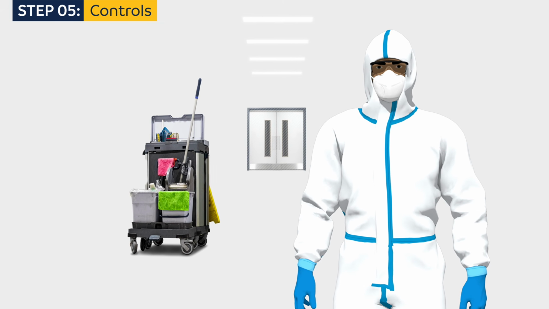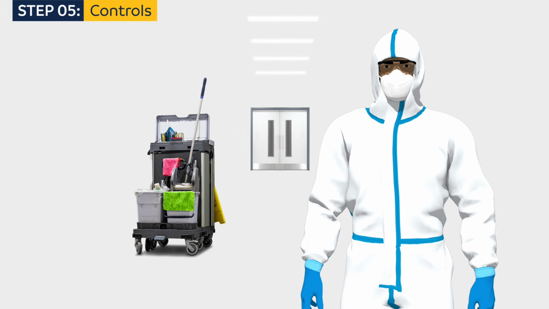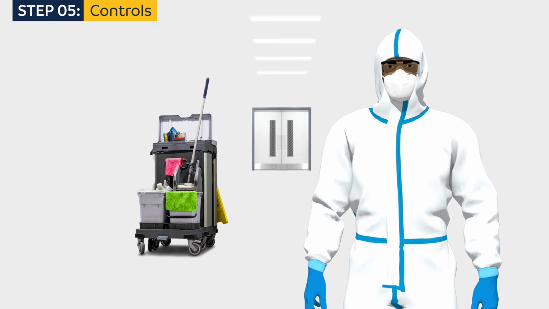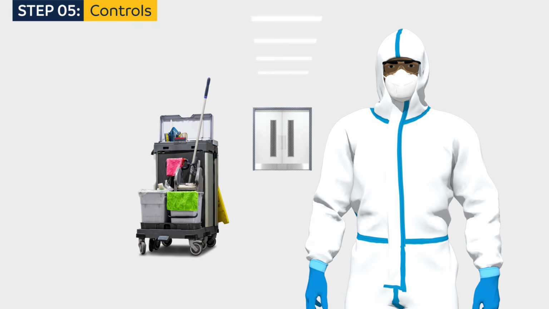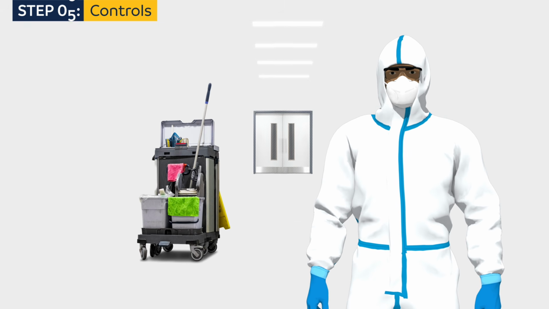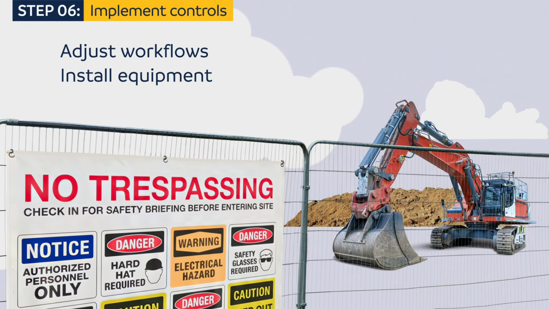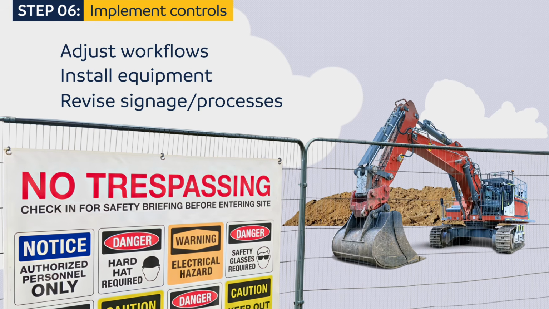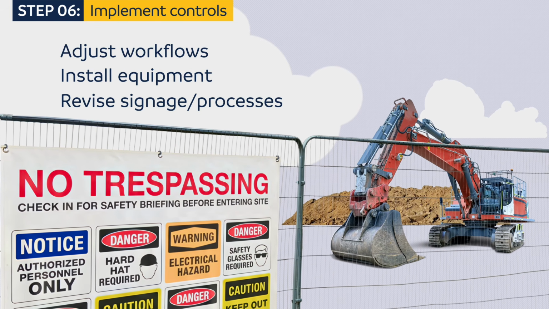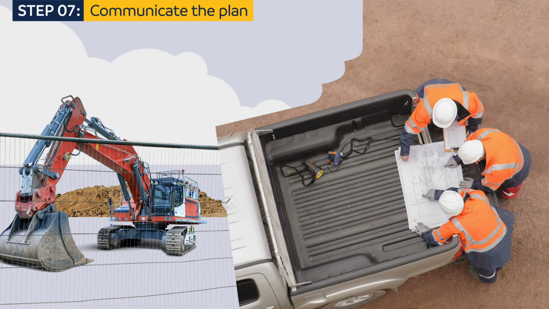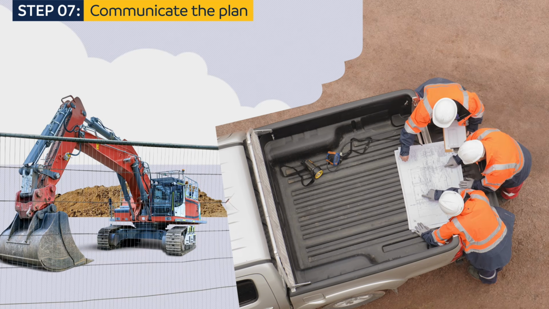For instance, having all cleaning in the office done by a vendor who is a subject matter expert in chemical use reduces the risk of noxious fumes and chemical spills in an office setting. In Step 6, you will implement the controls by adjusting workflows, installing equipment, or revising signage or processes in the office or on site. Step 7. Communicate the plan and train workers on the expectations.